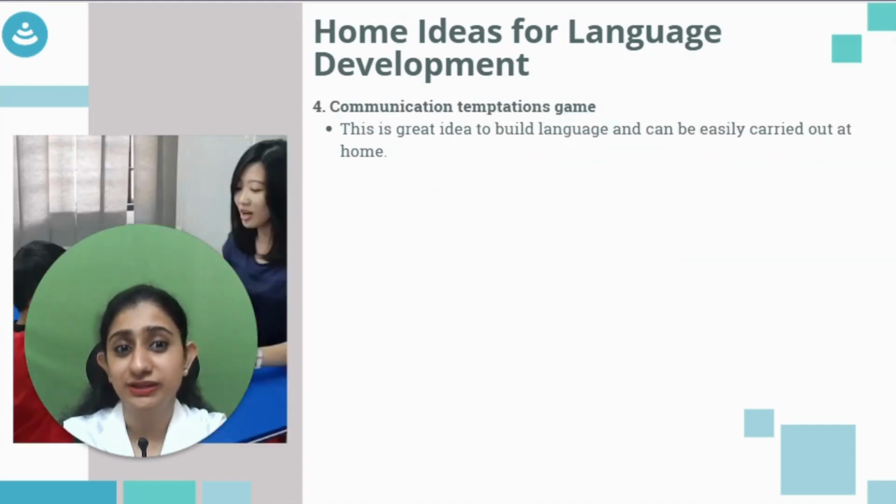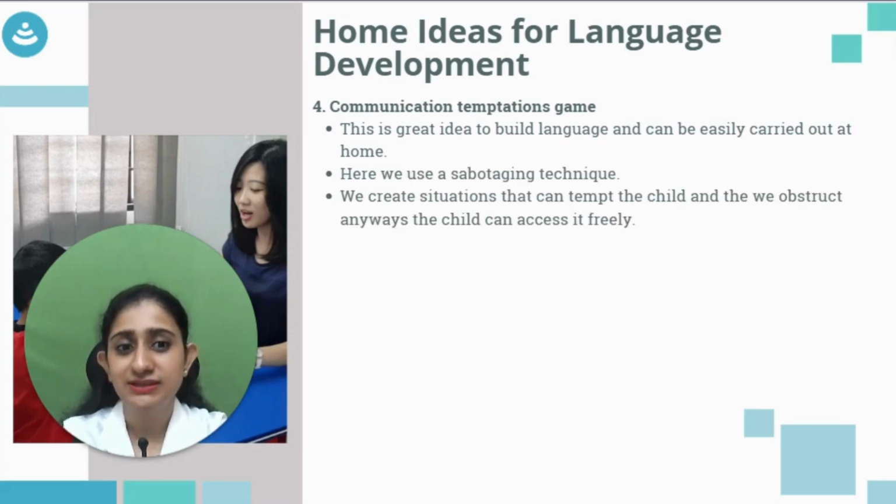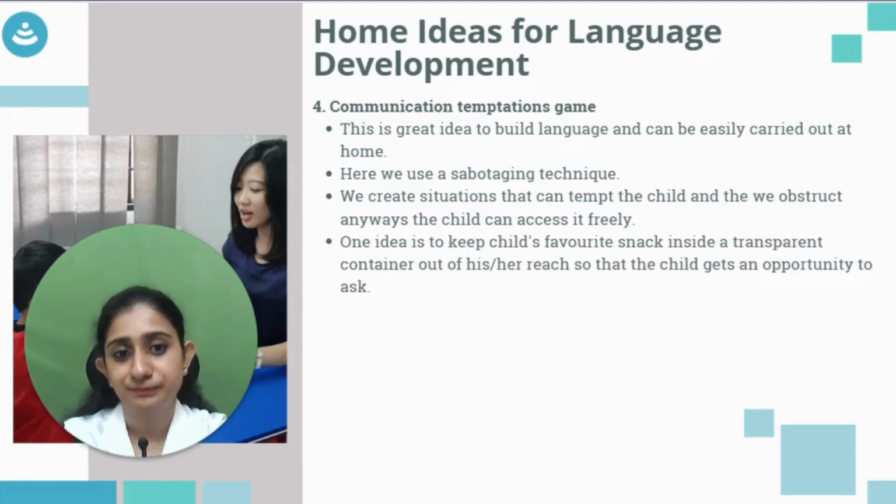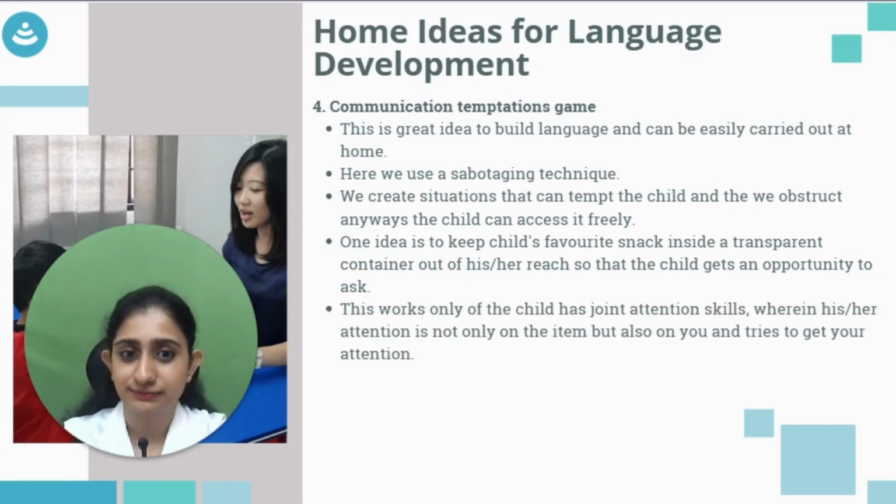Next one is communication temptations game. So this is a great idea to build language and can be easily carried out at home. Here we use a sabotaging technique. We create situations that can tempt the child and that we obstruct any ways the child can access it freely. So one idea is to keep the child's favorite snack inside a transparent container out of his or her reach so that the child gets an opportunity to ask.